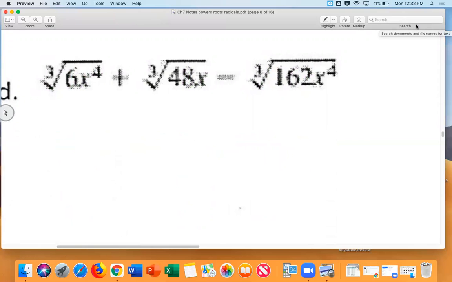All right. All right, D says the cube root of 6x to the fourth plus the cube root of 48x minus the cube root of 162x to the fourth. Lance, did I read it right? I know it's a little blurry, right?